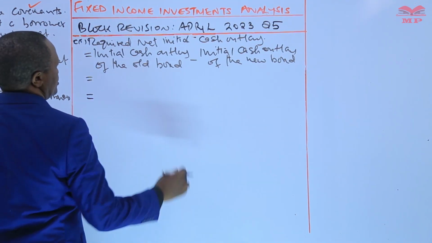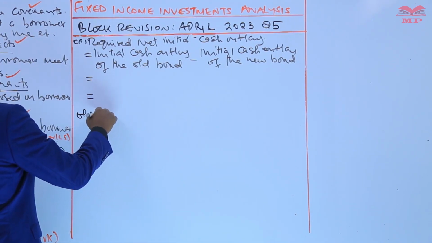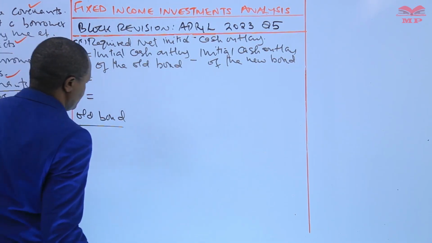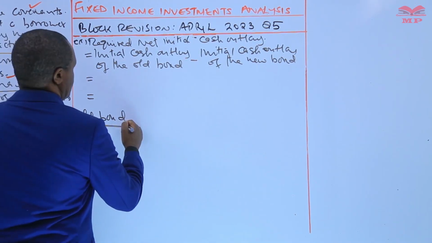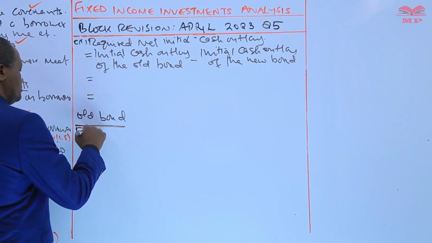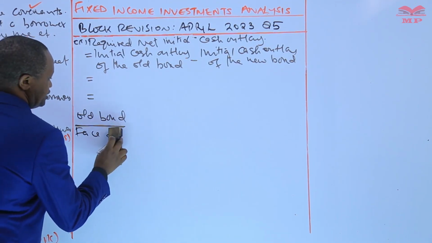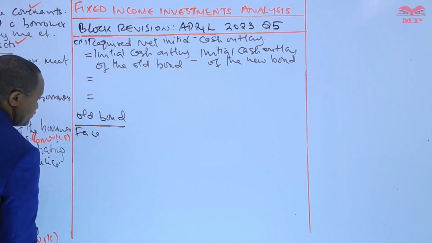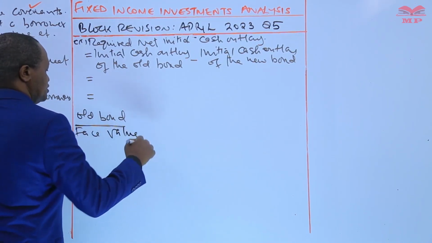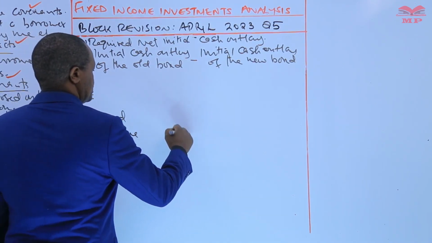So we need to calculate the initial cash outlay of the old bond. We need to have a working for the old bond. The initial cash outlay of the old bond will constitute, first of all, the face value of the bond. Is it 10 million? It's 10 million.